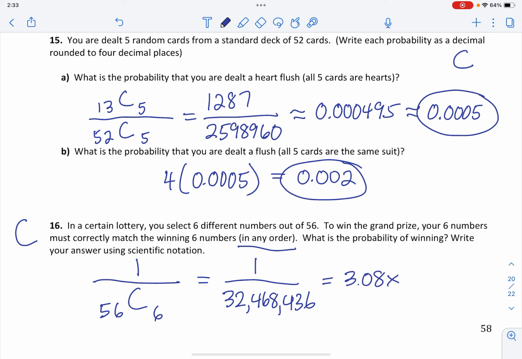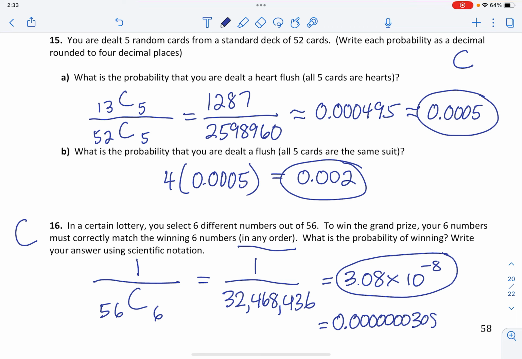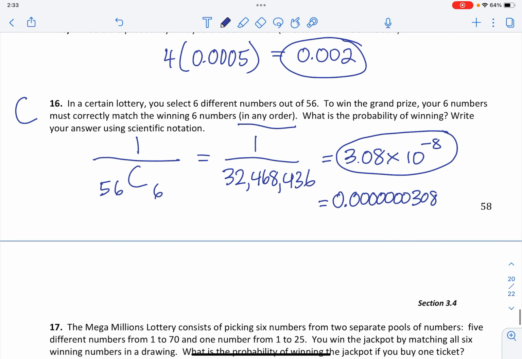3.08 times 10 to the -8, scientific notation. Right? And remember that as a decimal. Remember how that works? You just got to move that decimal over 8 places to the left. So that would be like 7 zeros in front of the 3. Okay. So that would be the decimal. So there you got the fraction, scientific notation, and decimal for that one. Okay, let's do the last 2.